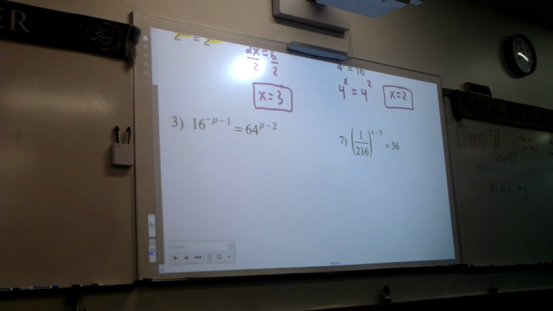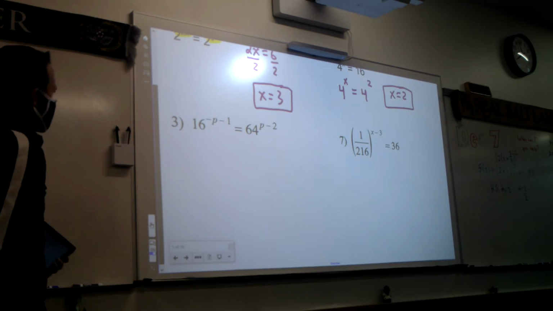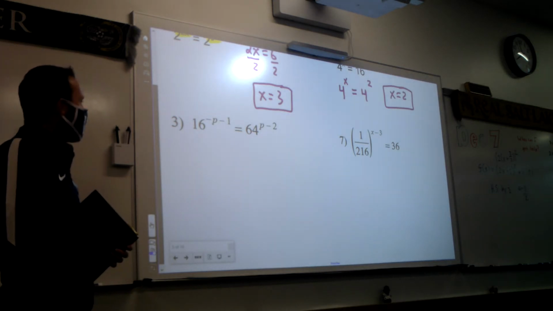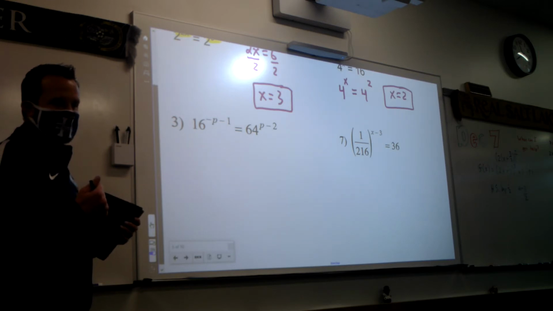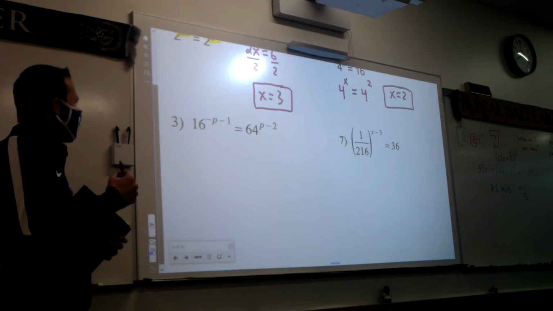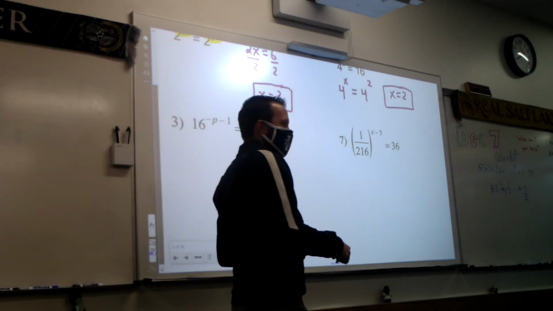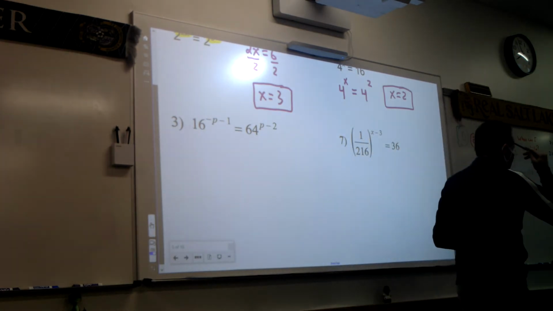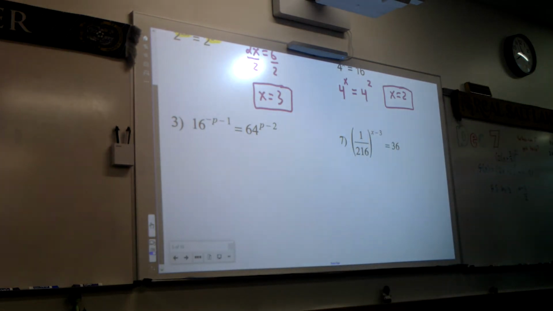Now on this one it's a bit tricky because I've got 16 raised to the negative p minus 1 and 64 raised to the p minus 2. Obviously 16 and 64 aren't the same. But what you need to be thinking is, what number could I raise to a power that gives me 16, and then also gives me 64? So I want you to think on that for a second. Any guesses out there? What number could I raise to get 16 and 64? Okay, shout it out. 4. How so? How would you get 16 and 64? Go ahead, Mikkel. Awesome. Do you guys agree with that?